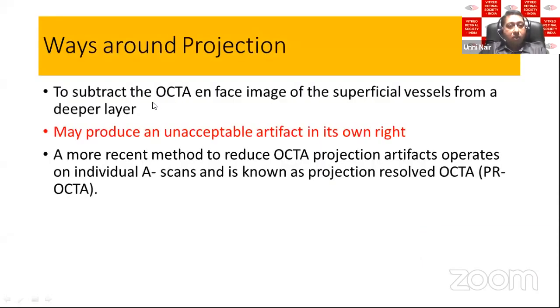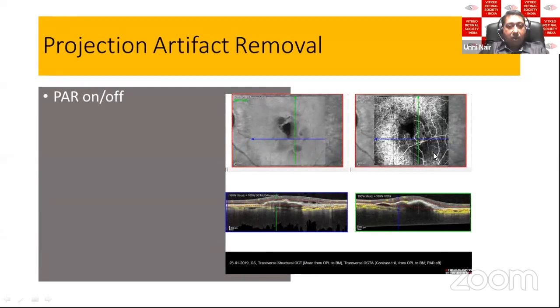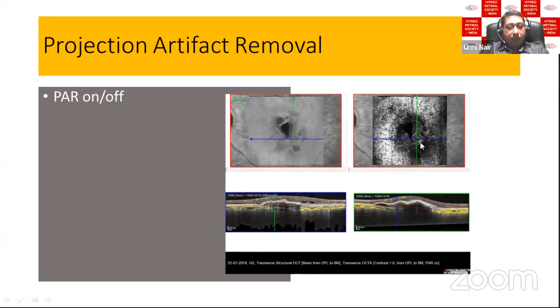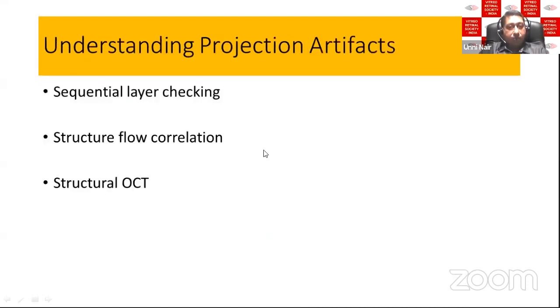There are many ways around it, like subtracting en face images, or something which is new called projection resolved OCTA. But essentially, I just want to show you these are certain softwares, the projection artifact removal software. You can see this, and when you put the PAR off, you can see the blood vessels on the same scan. Again, we're removing the blood vessels, and with the artifact removal not on.